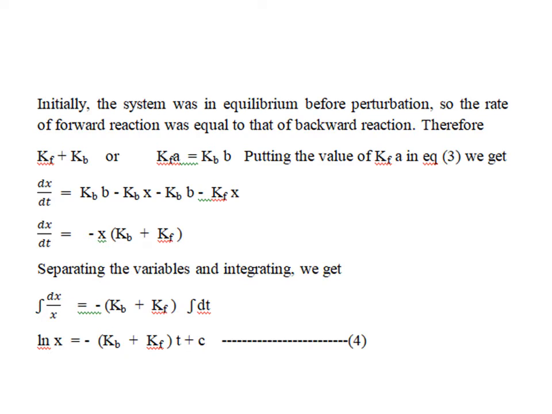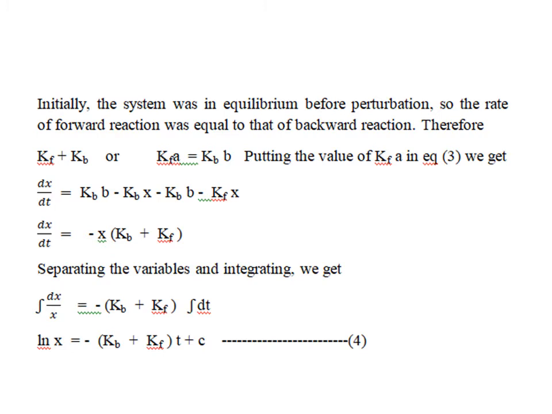Now separating the variables and integrating this equation, we will get dx/x equal to minus (kb plus kf) into dt. Integrating, the integration of dx over x is equal to log x. So log x is equal to minus (kb plus kf) into t plus c. This is equation number 4.